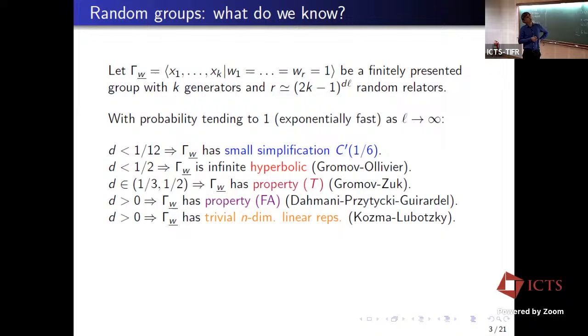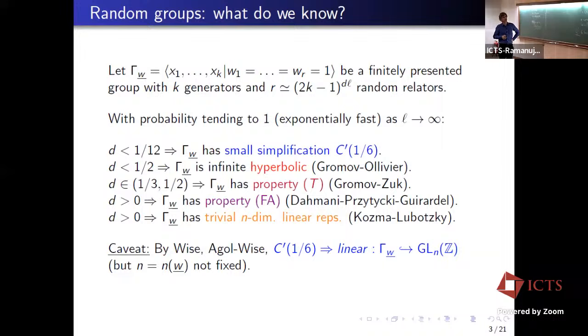And when d is bigger than zero, then it's also a theorem of Dahmani, Przytycki, and Guirardel that the group has property FA. So this means that whenever it acts on a simplicial tree, it fixes a point. And there is a more recent fact, the theorem of Kozma and Lubotzky, that says that whenever the density is positive, then the group has basically no finite dimensional representations. When you fix the dimension, like GL2, GL3, and you ask, is there a nice representation, then typically, no. Typically, it's going to be trivial, or will have very small image.